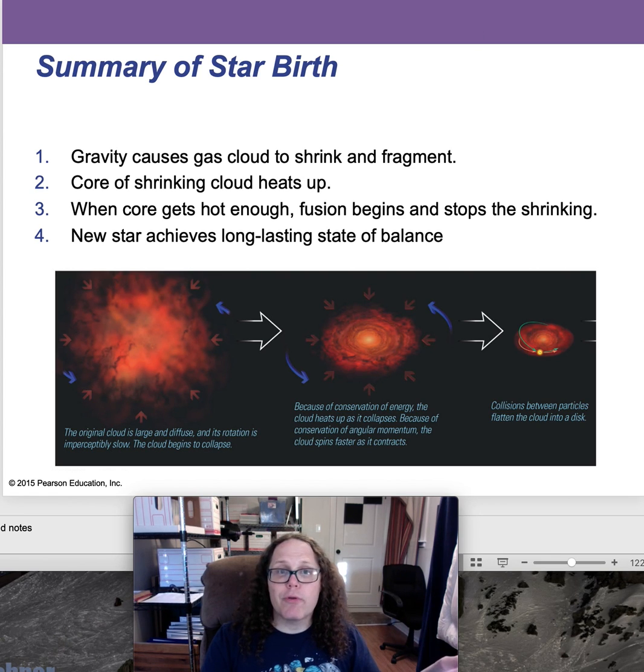To review star birth, when a cloud is cool and dense enough, it fragments into thousands of protostars. Each protostar collapses under its own weight. The core heats up due to conservation of energy. Contraction continues until nuclear fusion begins, at which point the protostar becomes a star.